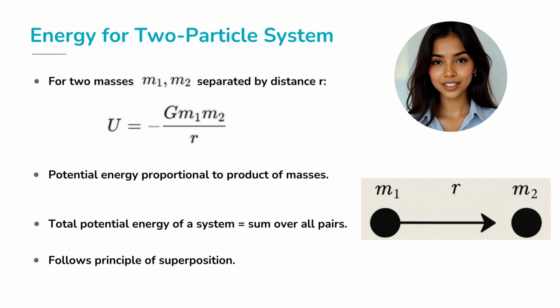Now imagine two particles, mass m1 and mass m2, separated by distance r. Their potential energy is U equals minus Gm1m2 divided by r. As they move closer, the energy gets more negative, meaning you'd need to put in work to separate them. For larger systems, like star clusters or even molecules, the total potential energy is found by adding up the energy of every unique pair. It's like counting every handshake in a big room, and it quickly adds up.